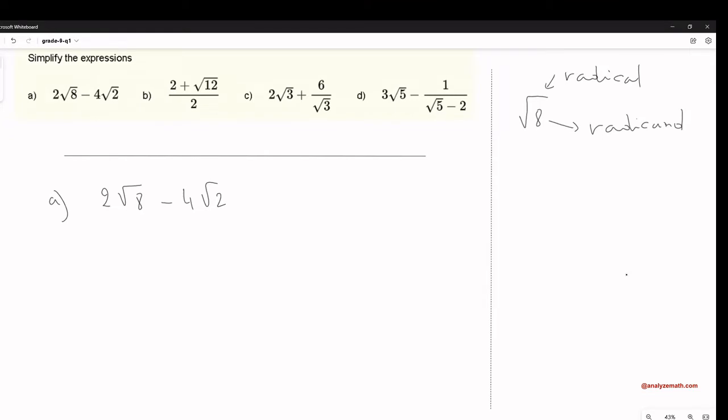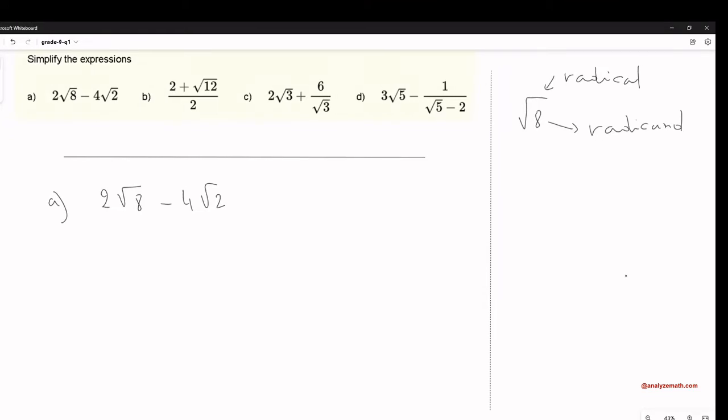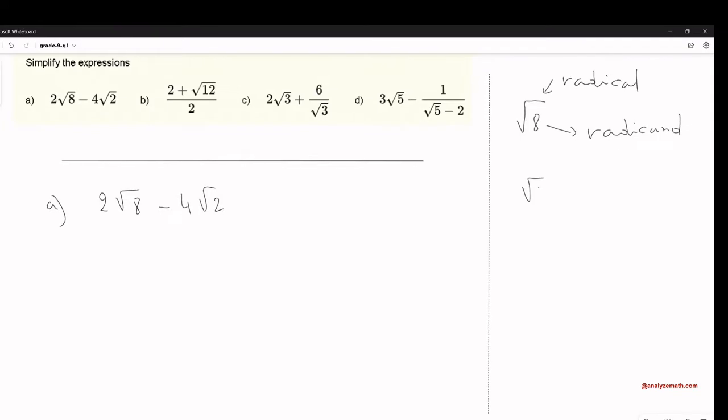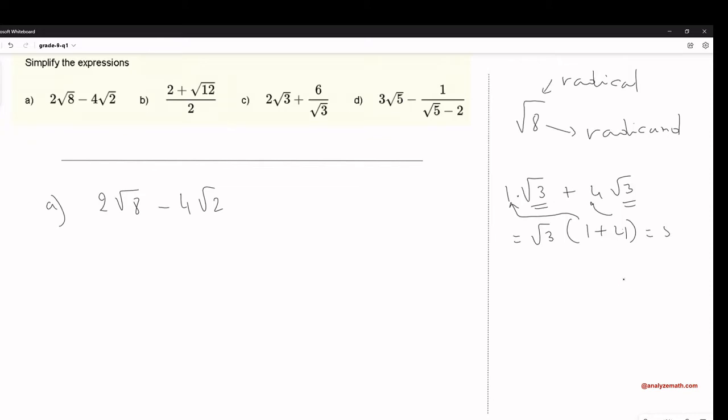In order to group expressions with radicals, they have to have the same radicand. For example, the square root of 3 plus 4 square root of 3, I can group it because this is the same. And when it's the same, I can factor it. The 1 comes from here. The 4 comes from here, and that gives me 5 square root of 3.